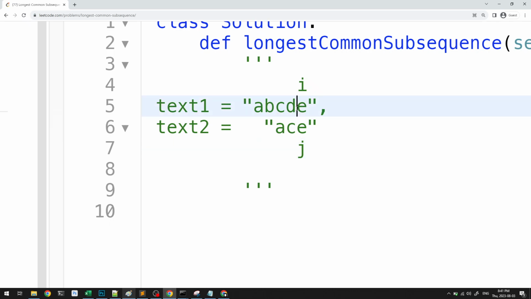Because at minimum, E and E is common, which means it's a common subsequence, which means at minimum the answer is 1. But this is just between the E and the E, right? We have no idea what the common subsequence is between ABCD and EAC. We have no idea what is the common subsequence between these two.